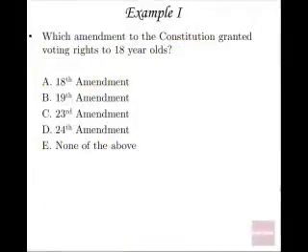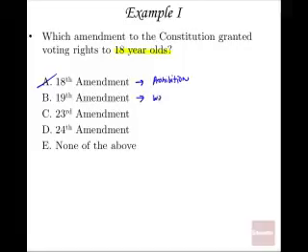Okay, so example number 1. Which amendment to the Constitution granted voting rights to 18-year-olds? Okay, is it the 18th Amendment? It's not the 18th Amendment because that deals with prohibition. So this is incorrect. The 19th Amendment has to do with women's suffrage. So that is incorrect as well.